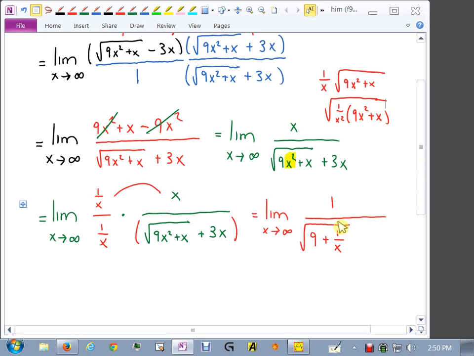Now, I'm still not done on the bottom because I need to do what? 1 over x times the 3x. Nothing gets squared because it's not going into a root. So it's just 3, right? Plus 3. 3x over x, 3. And now at this point, you can evaluate. You can take your limit. Let x go to infinity. The 1 over x is going to vanish away to 0, right? And you'll be left with 1 over square root of 9 is 3, plus 3 is 6, 1/6. Right? I stopped writing my limit as soon as I let x go to infinity. That's when I stopped. Does that address your question? Yes? Okay.